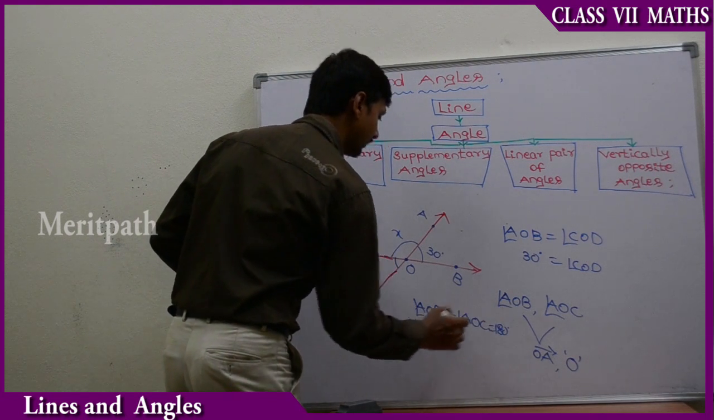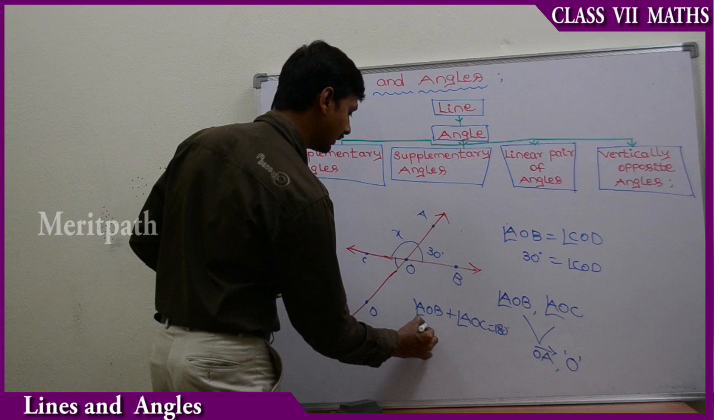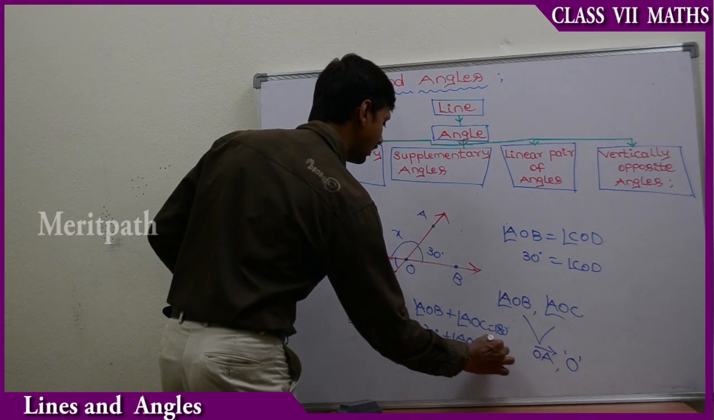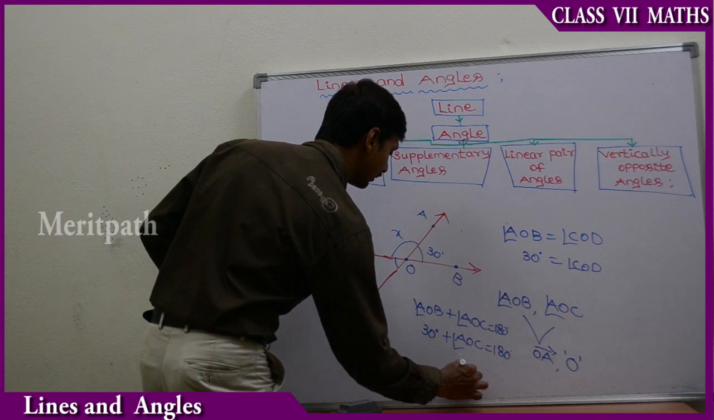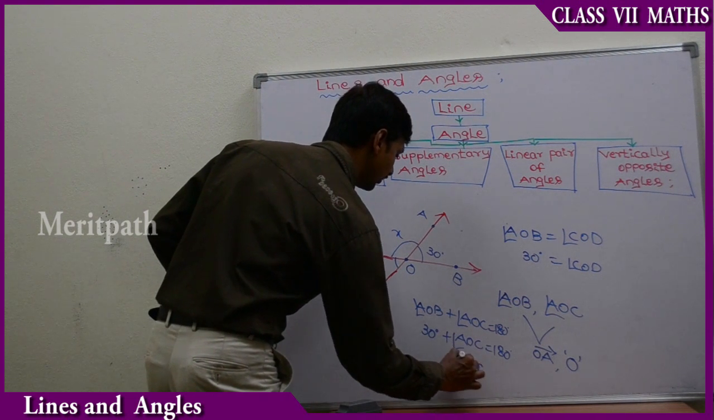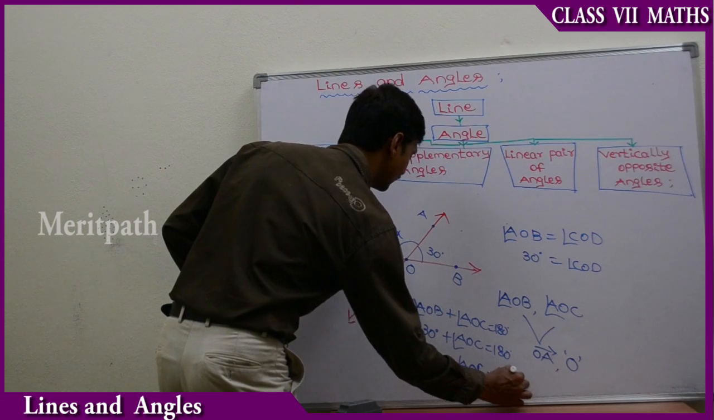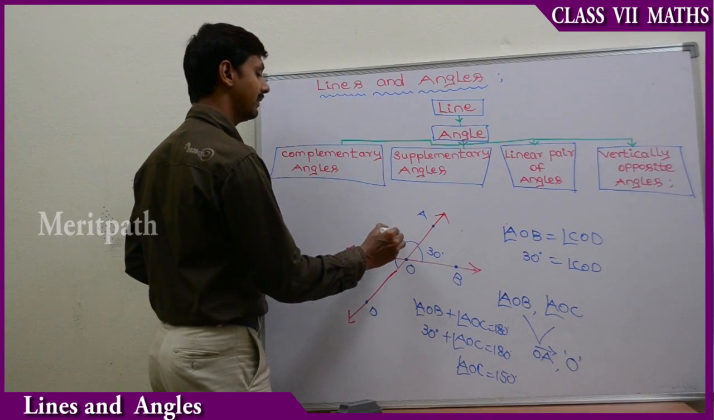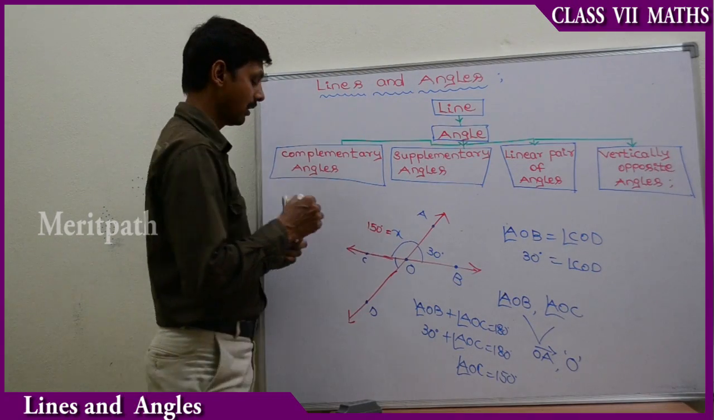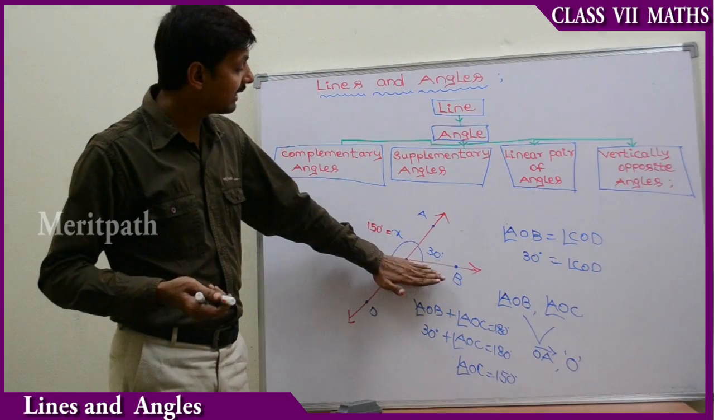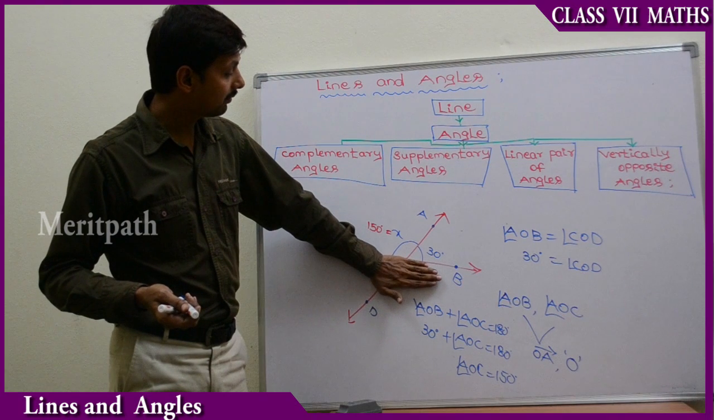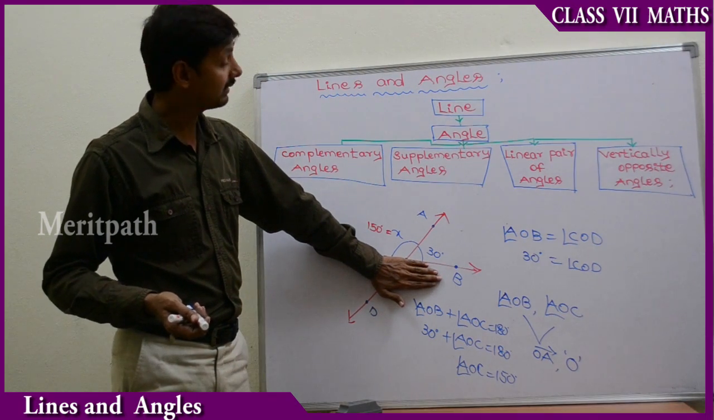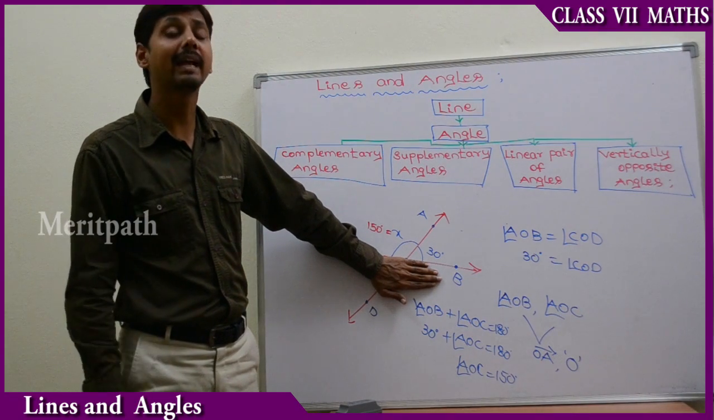We know angle AOB is 30 degrees, so 30 degrees plus angle AOC is 180 degrees. After transposition, we get angle AOC as 150 degrees. So x is 150 degrees, because a linear pair forms a straight angle. So x plus 30 is 180 degrees, and 30 plus 150 we can get directly.